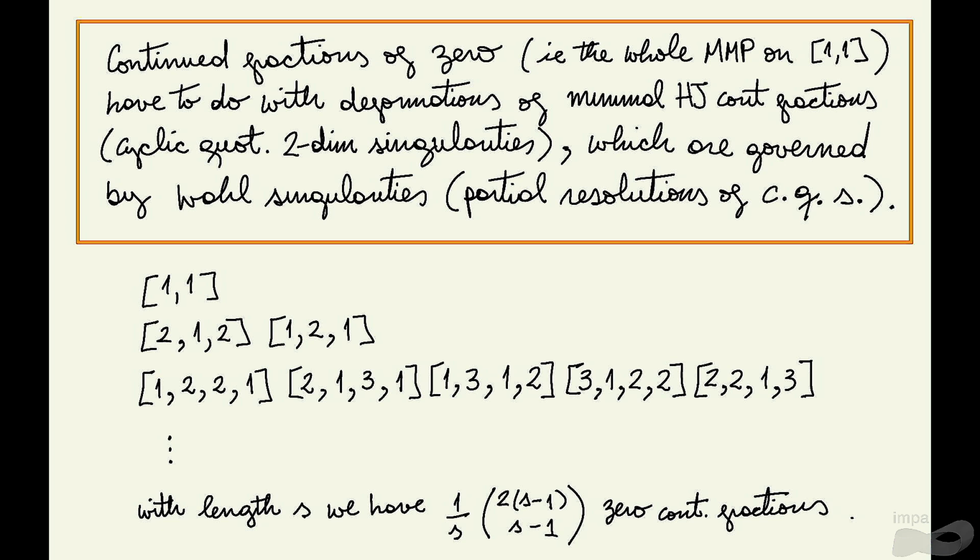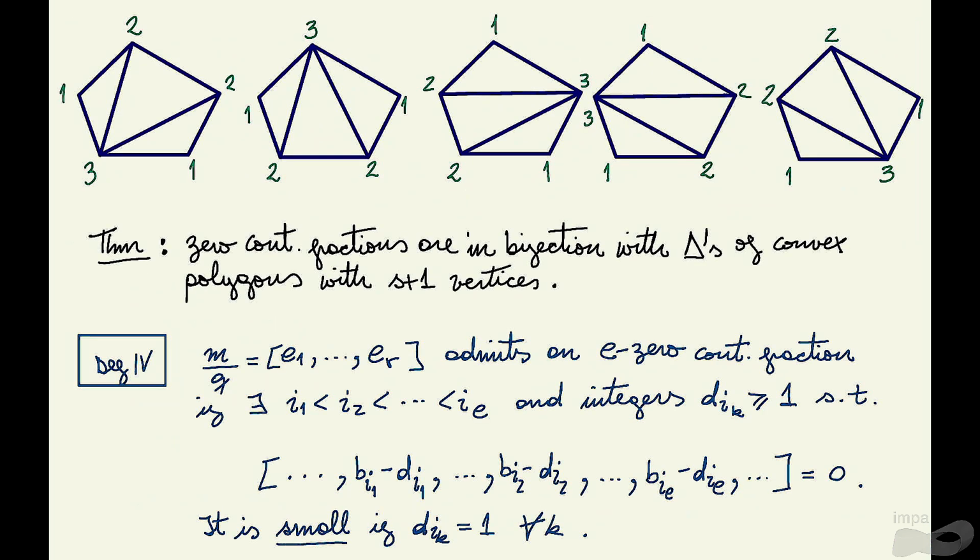And these options increase a lot as you increase the length, because actually you can prove that you have this many options when the length is S. So this is the Catalan number. And why is that? Because this is related to triangulations of these convex polygons. So how? Maybe I will write that down.